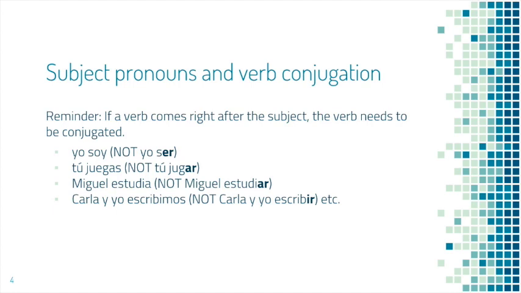Okay, so if you look at my examples here, the bullet points have yo soy instead of yo ser. Obviously, tú juegas instead of tú jugar. Again, we have the conjugated form of jugar there with tú. Miguel estudia y Carla y yo escribimos. So just a quick reminder there, something to watch out for in future writing and things like that.